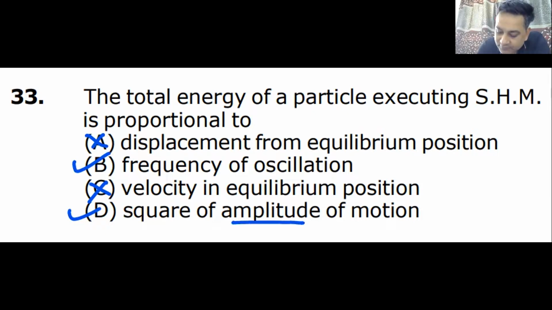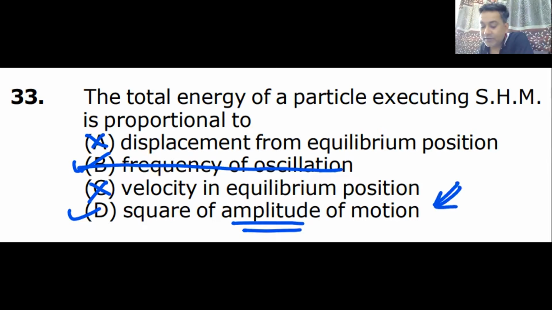Yes, D. D as well as B, it also depends on the frequency because it is K. K depends on the frequency. Or K is a constant. So, if we think in those terms, it does not depend on frequency. K is a constant and this K by M is omega. So it depends on omega, whatever. If a question comes like this, you will have to mark the amplitude of motion, KA square. Do we understand this?